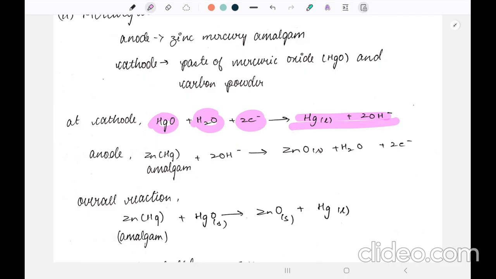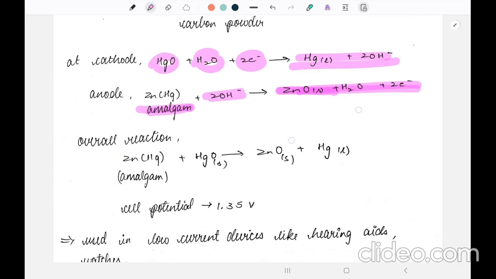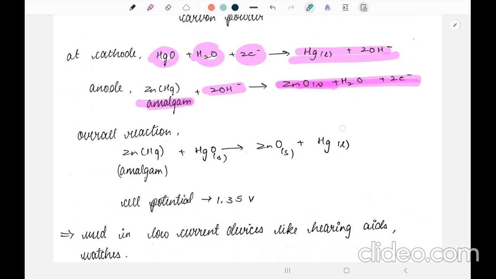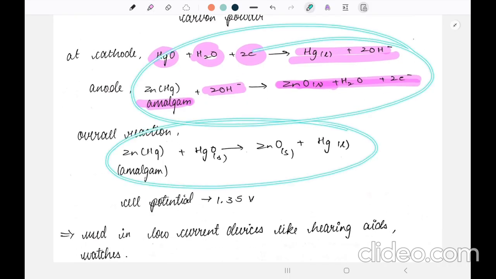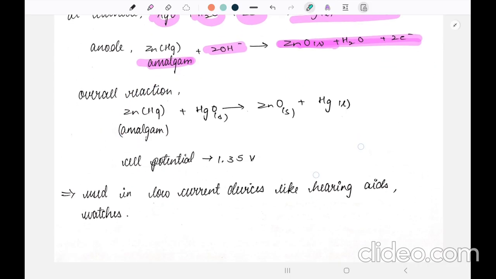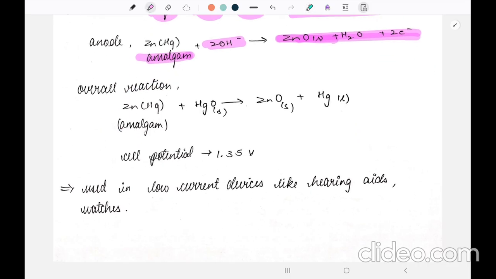At anode, we have the amalgam plus 2 OH negative which give rise to ZnO plus H2O plus 2 electrons. So the overall reaction will be as follows by adding these two reactions. And here the cell potential is approximately 1.35 volt. And it remains constant as in the overall cell reaction no ions are involved in a solution whose concentration can change during the lifespan of the cell.